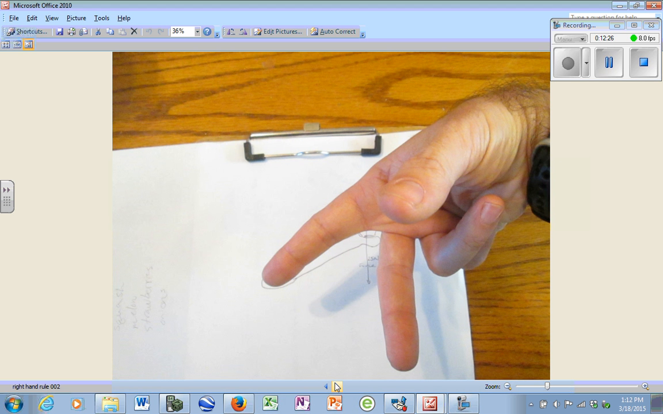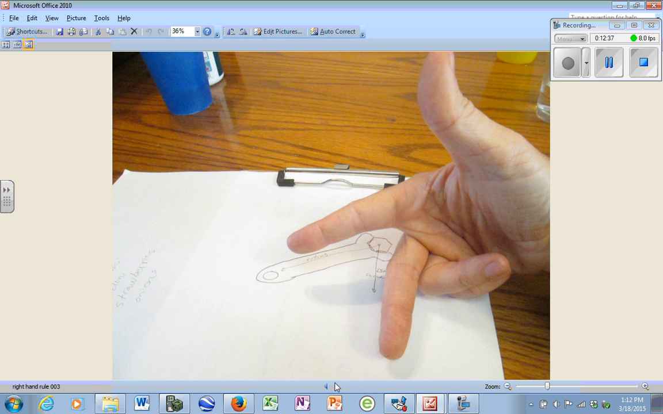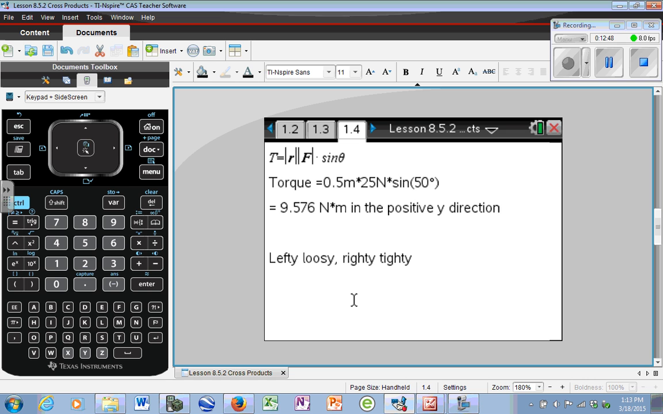Well, if you're doing it right, this is what your hand should look like. Pointer finger along the wrench, middle finger along the force, and the thumb is coming out at you. Or if you want to see it kind of more flatwise, there we go. The bolt is going to unscrew and come up out of the page. And again, the rule was lefty-loosey, righty-tighty. So we're going to turn the thing in a counterclockwise direction, and that's going to cause the bolt to come out toward you.